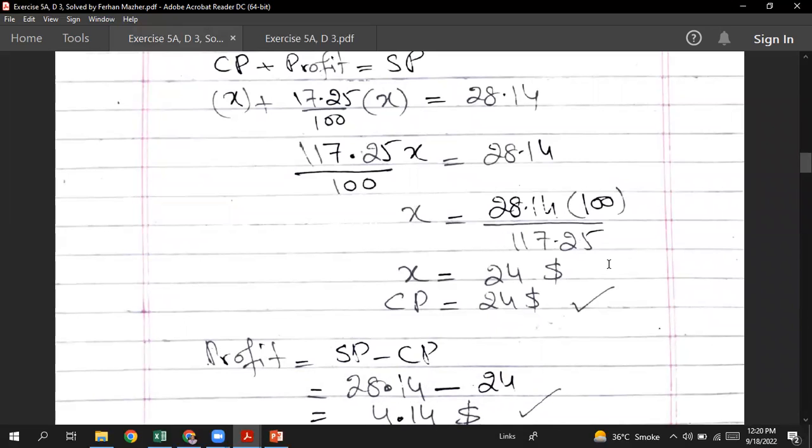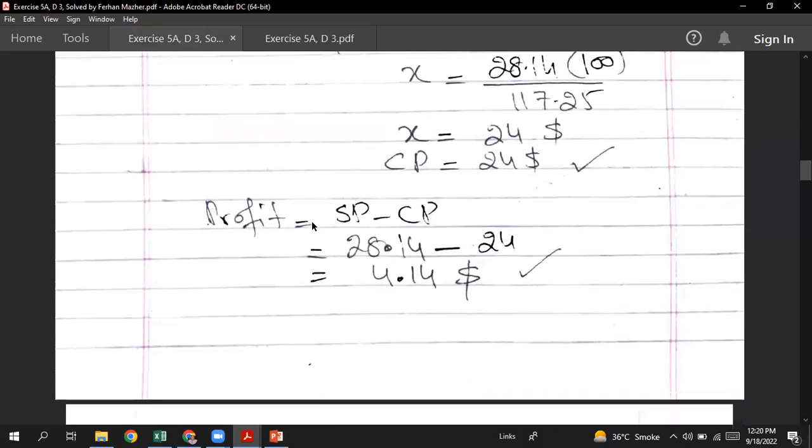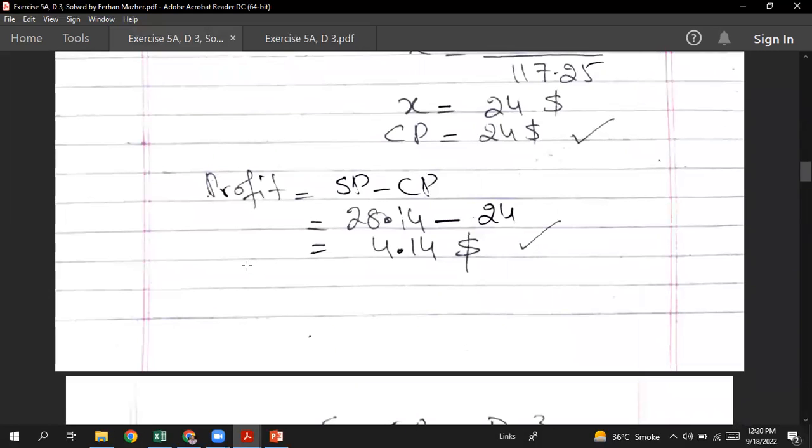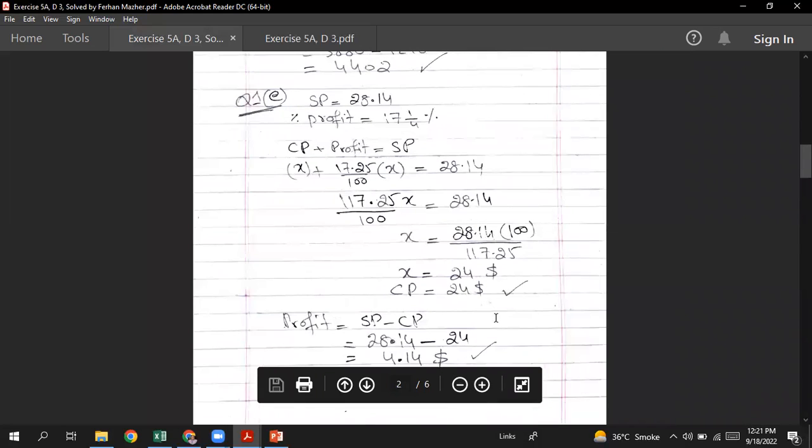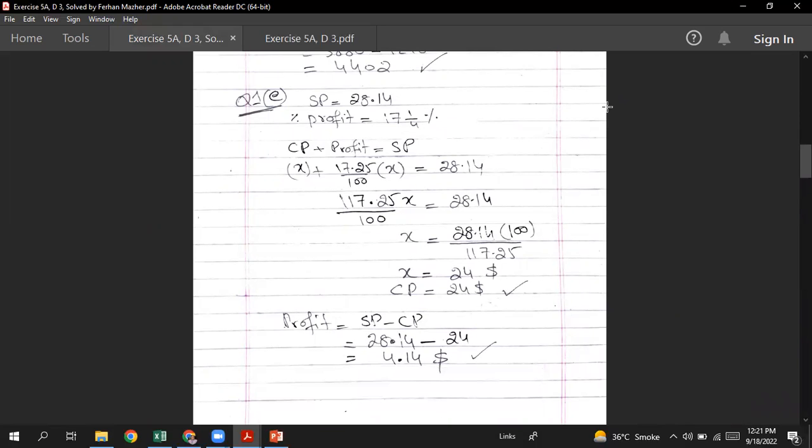Now you know that it was a profit. So you know profit is sale price minus the cost price. We know the sale price, that's 28.14, and we know the cost price, that's 24. So 28.14 minus 24, that will be $4.14. So this is how you will do this question. So let me reduce the size so you can see the whole question together. So my dear students, question number one, E part, the whole question is showing up on your screen. You can pause the video and take your time with this question.